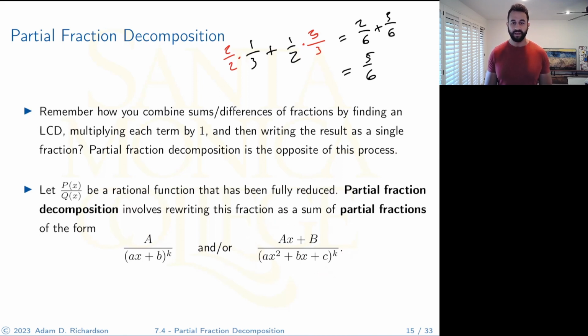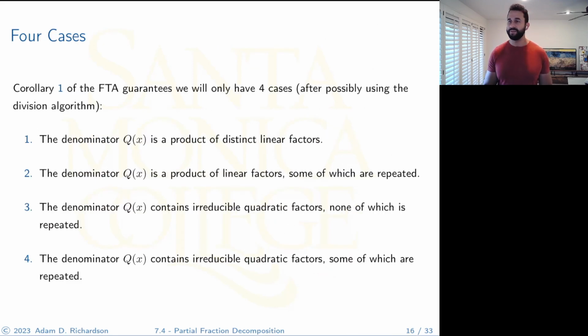That's the goal. Now, the fundamental theorem of algebra, or that corollary, guarantees that we're going to have 4 possible cases after possibly using the division algorithm. One thing I want to remind you is if the degree of the numerator is greater than or equal to the degree of the denominator, you need to do division first. Do the division algorithm first. Then once you have a fraction that's fully reduced, you're going to end up with some of these 4 cases, and we'll go through them right now.